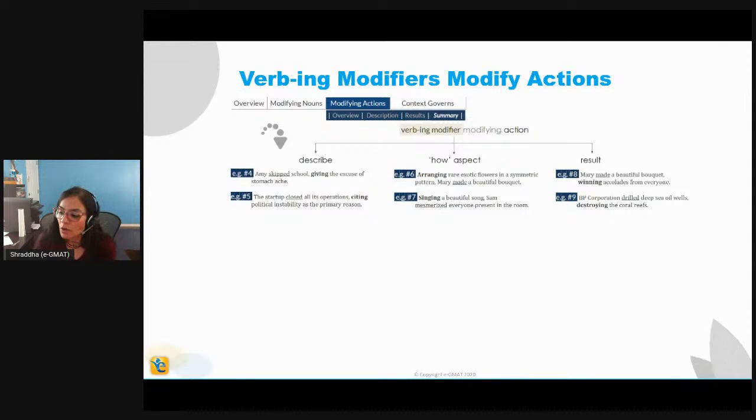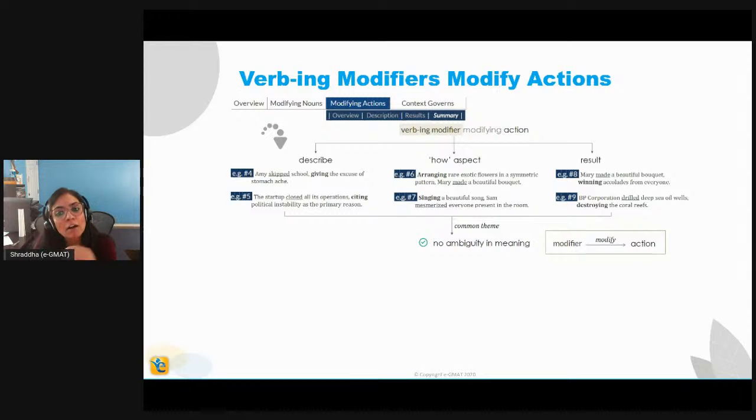All right. So in all these 6 examples, there are a few common themes. The first and foremost thing that we see is that there is no ambiguity in the meaning whatsoever. In all these sentences, the comma plus verb-ing modifier modifies the action, and the meaning of the sentence is very, very clear. So that's our first criterion that we must keep in mind while using a comma plus verb-ing modifier: it should clearly modify the action.